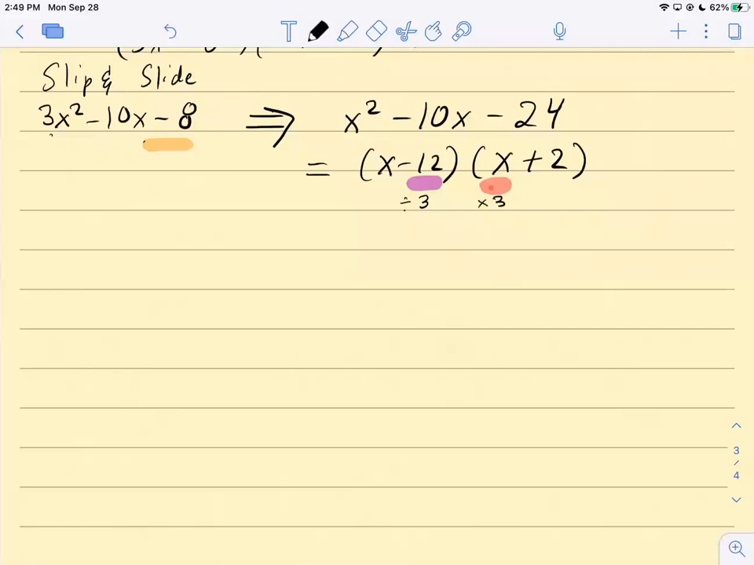Okay. So what you get here is a new expression, and again, these are not equations. This is just a way to manipulate things to get the answer. It's just like a tool. You get 3x plus 2 times x minus 4.